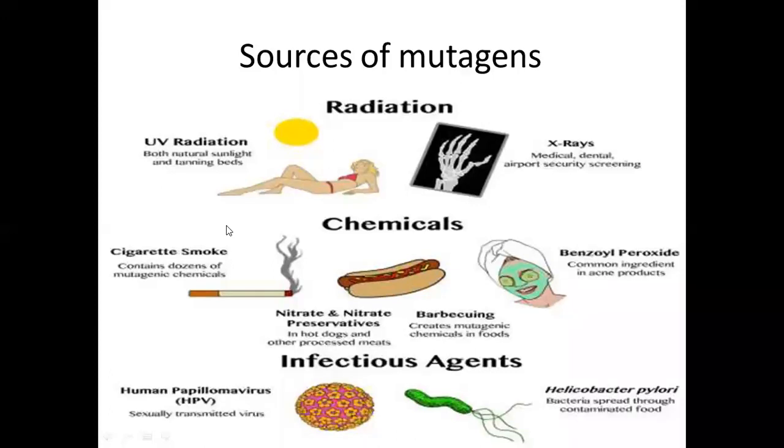And then we have biological mutagens. Of importance, we have infectious agents, for example viruses, and other examples include bacteria as well. For example, Helicobacter pylori is a bacteria that is spread through contaminated food. We also have human papillomavirus, which is transmitted through sexual intercourse. So these are the sources of mutagens.